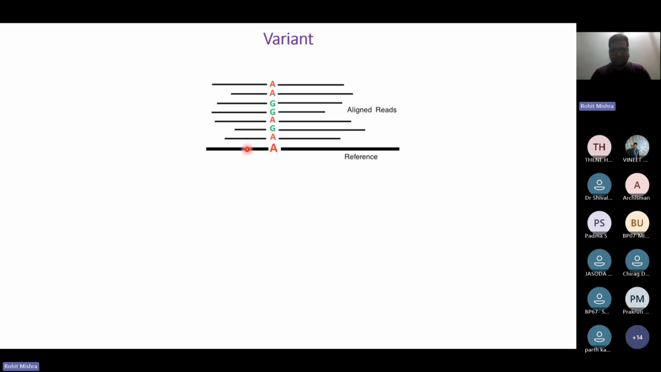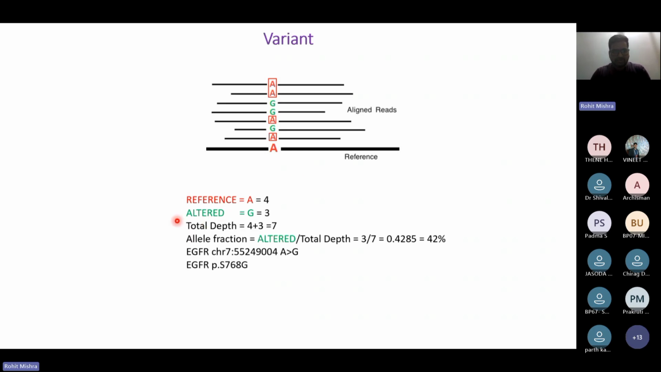In the reference, if you see over here, we have A, that is adenine. Here we see there are at least 7 reads aligned to this reference. If we consider this A to be our reference base, then we have G, which is our altered read. This is how the calculation looks. The reference is mapping to 4 A's, and the altered G is 3. So when we mapped our reads to the reference, 4 reads map to the reference and 3 reads map to the altered. We know that it is not the same. It has some difference in that base. Rest of all the reads are the same.